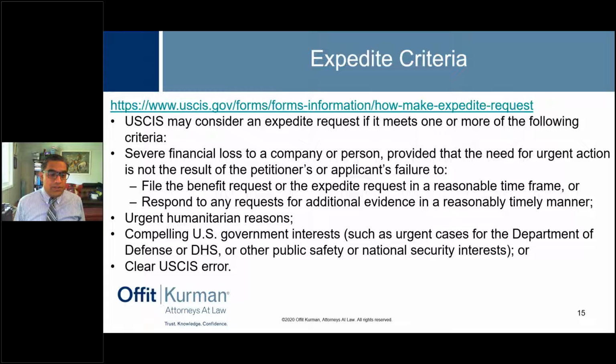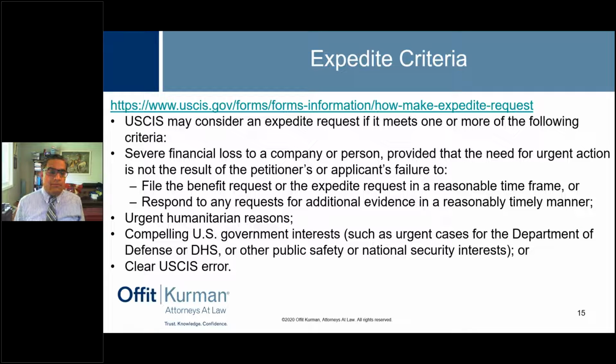So if you can show a severe financial loss to a company or a person, and then other criteria. If you can show urgent humanitarian reasons, so sometimes it could be like a death of a family member or severe illness that someone has to come and take care of their parent or close relative. If we have a situation where there's a U.S. government interest, that's always helpful. If there's an employee of, or someone that's working in the interest of the U.S. government, that's going to be considered.